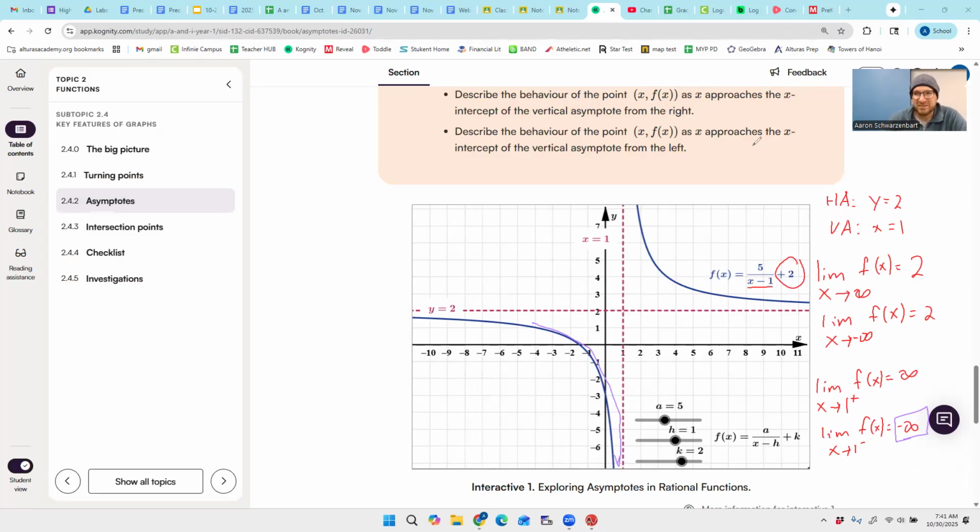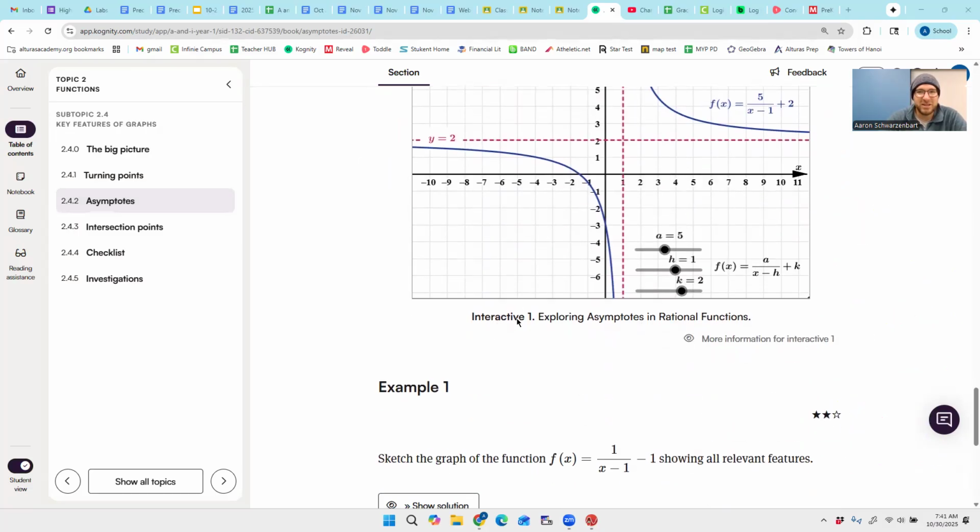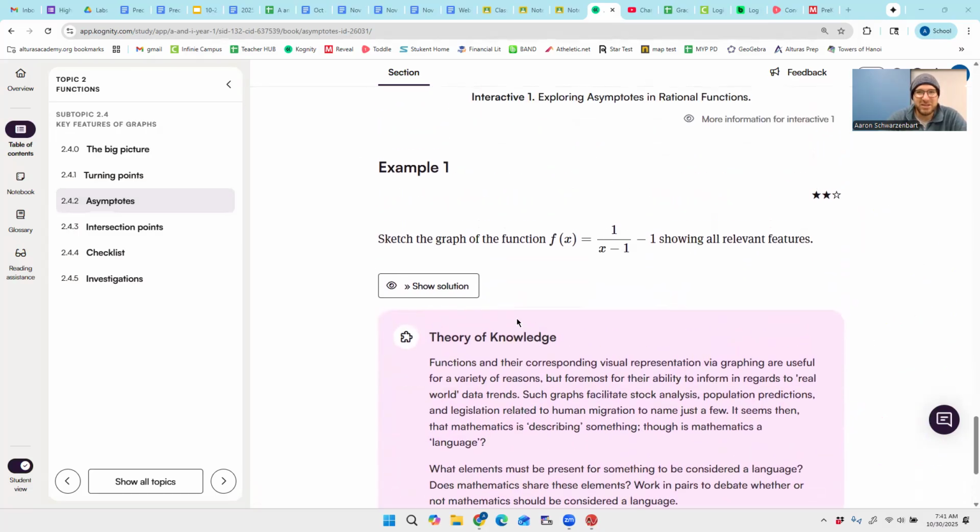Those are notations. If you use these limit notations, they'll accept other notations, but that's probably the most standard, the most used, and the most useful for your future. We will be doing limits in calculus, so they will like you showing that knowledge. So sketch this graph showing all relevant features.